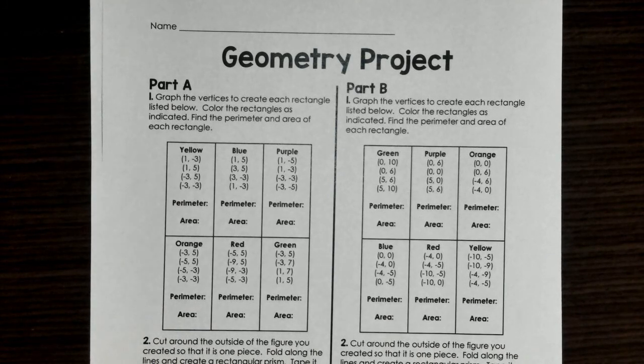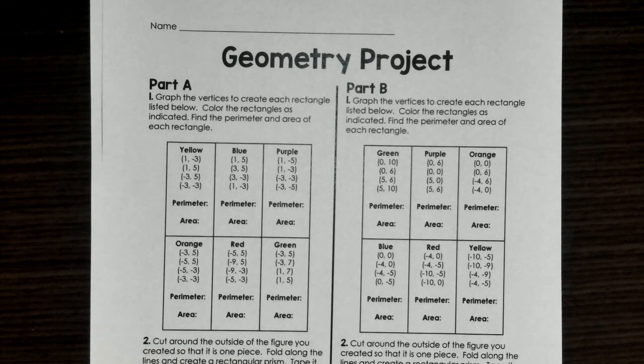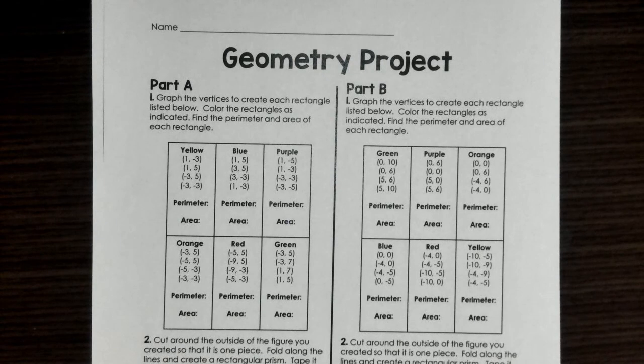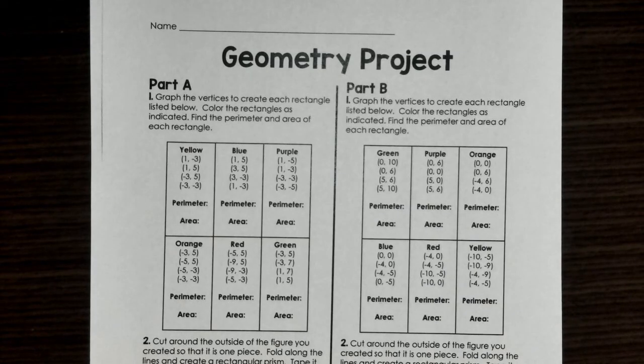So what we're going to be doing is we're going to be making a 3D object out of this graph paper. So we're going to plot some points. Mason and Dalton, you should be focusing up here. We're going to be plotting points to create rectangles, and then we're going to cut it out, fold it, and it's going to be a 3D shape.